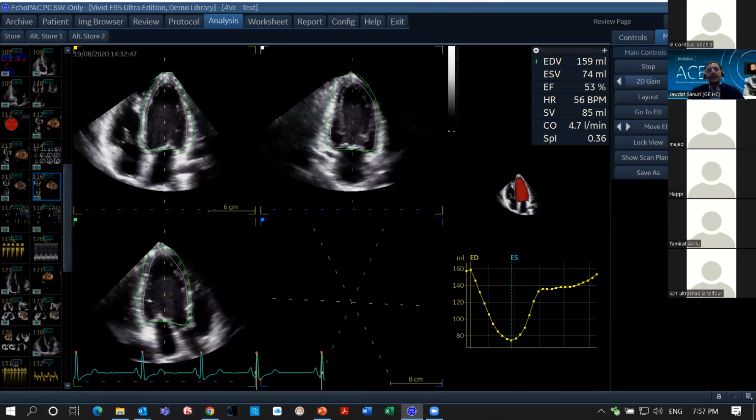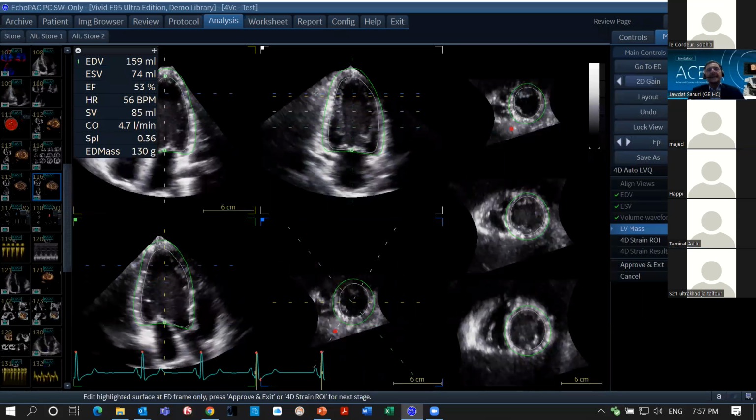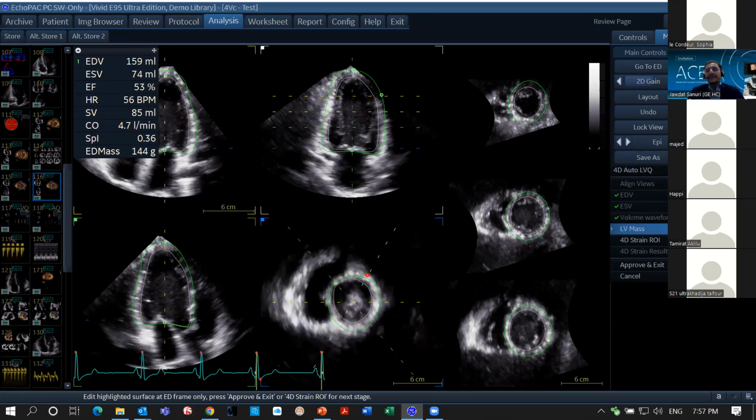Then next step, I'll go to LV mass, and you can see here, now the speckle tracking has tracked the epicardium of the LV. And I need to make sure about one thing here.